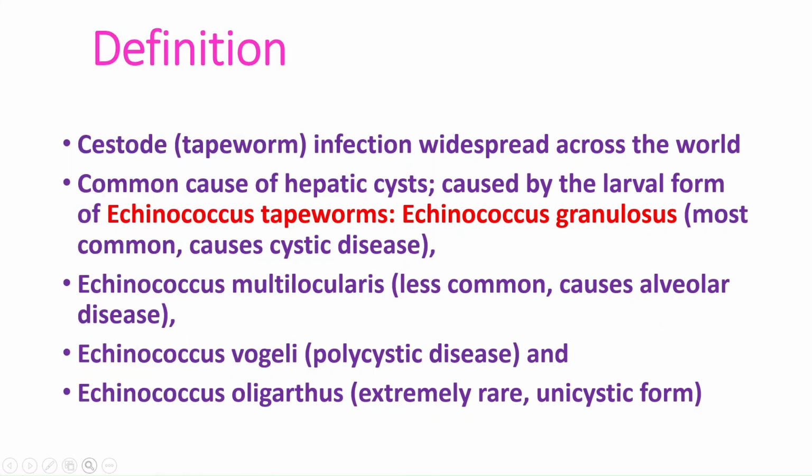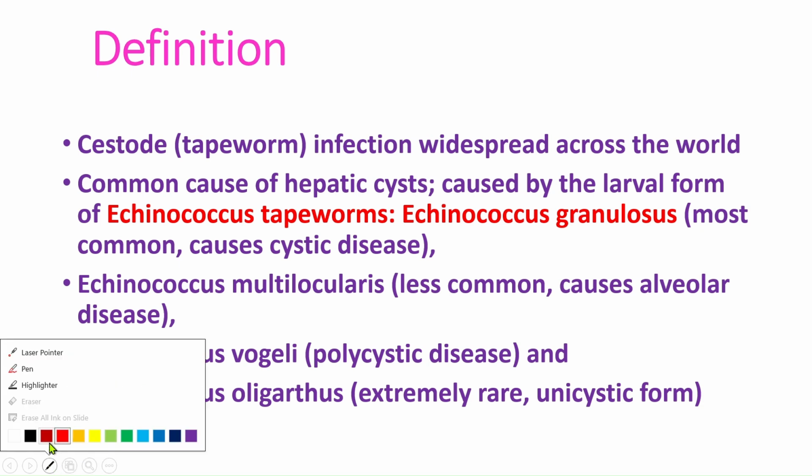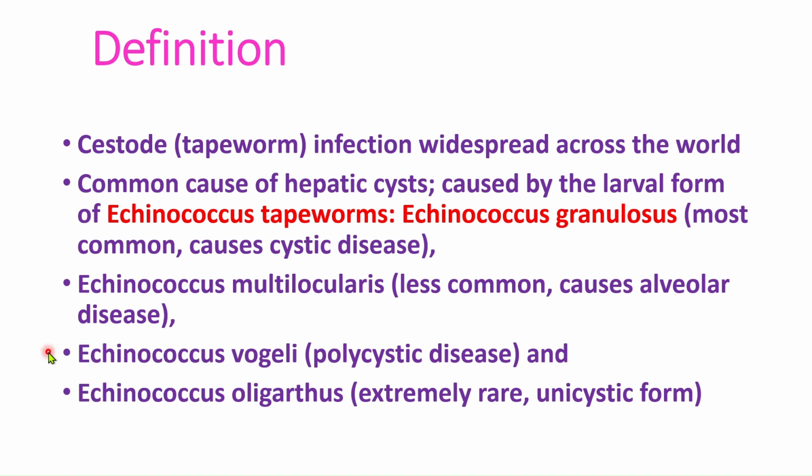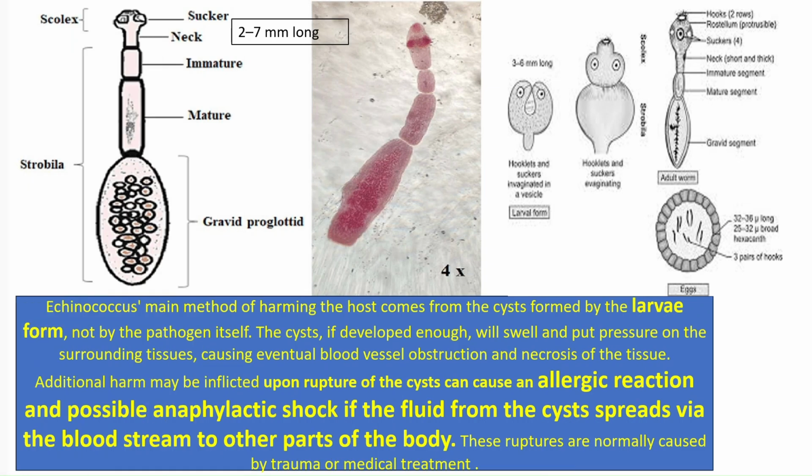So, by definition, this is a tapeworm cystoid infection widespread across the world. It is a common cause of hepatic cyst, and it is caused by the larval form of Echinococcus tapeworm, mainly Echinococcus granulosus. It is the most common and causes cystic disease. Second is Echinococcus multilocularis, less common and causes alveolar disease. Echinococcus vogeli causes polycystic disease, and Echinococcus oligarthrus is extremely rare and a unicystic form.